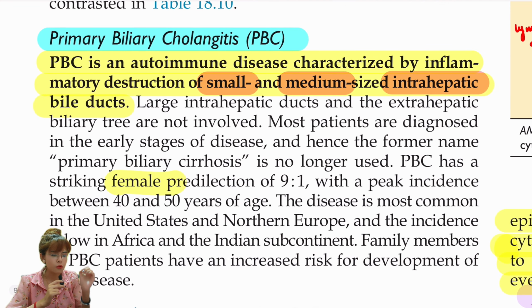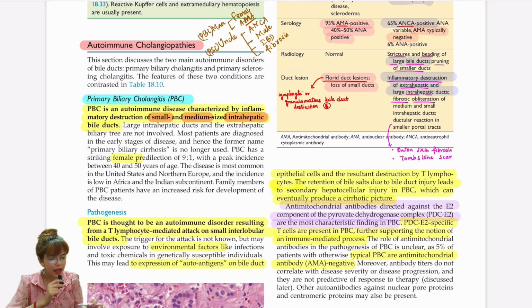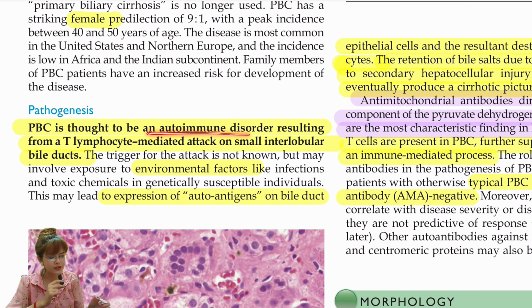So this will involve only the intrahepatic bile duct. Along with that, there is destruction of the small and medium sized ducts only. And this is an autoimmune disorder resulting from the T lymphocyte mediated attack on the small interlobular bile duct. So basically this is a T lymphocyte mediated attack. Again, a very important MCQ point.